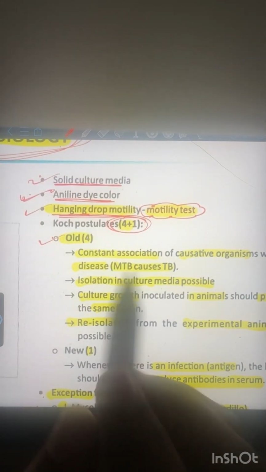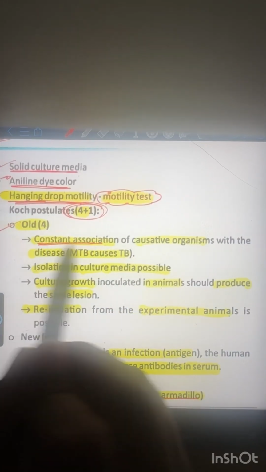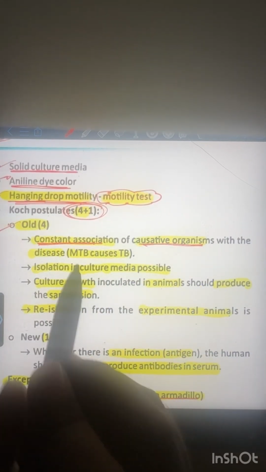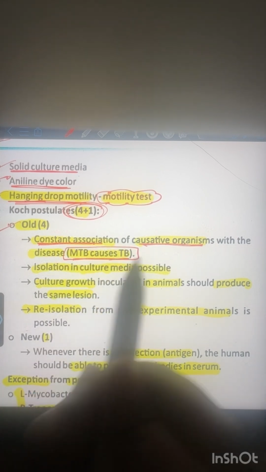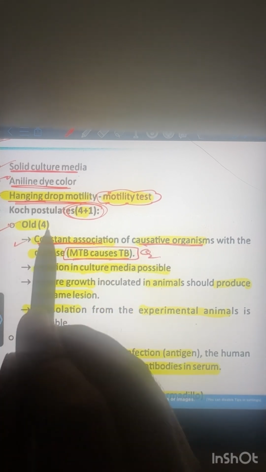Number 1, constant association with the disease. What is constant association with the disease? For example, there is a bacteria called Mycobacterium TB. Tell me, what does Mycobacterium TB cause in us? Of course, ma'am, in every human, it is going to cause tuberculosis.